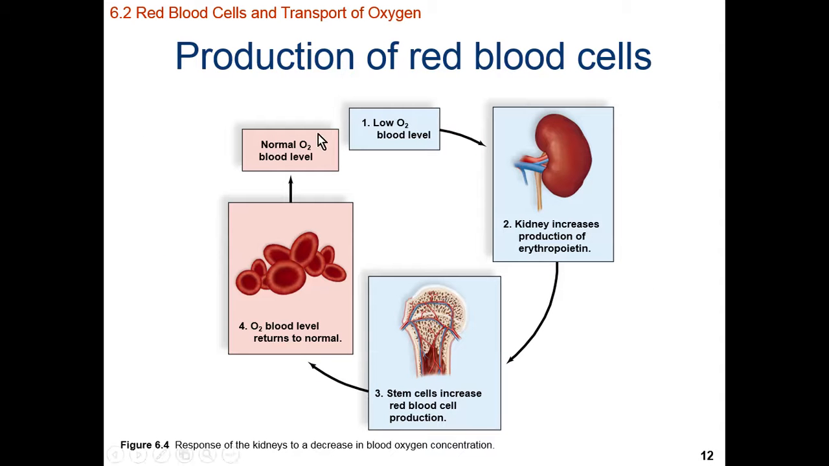Here's a figure showing the blood oxygen process I just talked about. Whenever we have low blood oxygen, that low blood oxygen will be sensed by the kidney. The kidney will release EPO. EPO stimulates the red bone marrow to make more red blood cells, and then the oxygen carrying capabilities of the blood go up, and the O2 levels go back to normal.